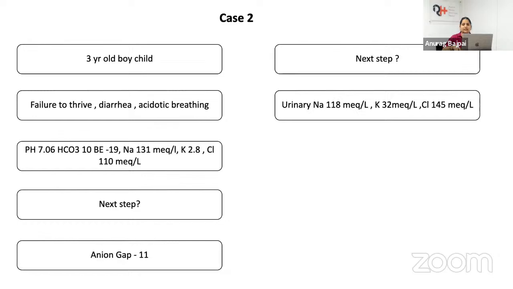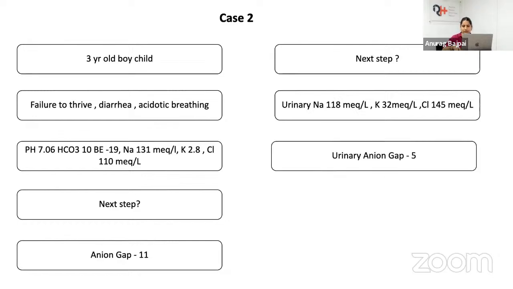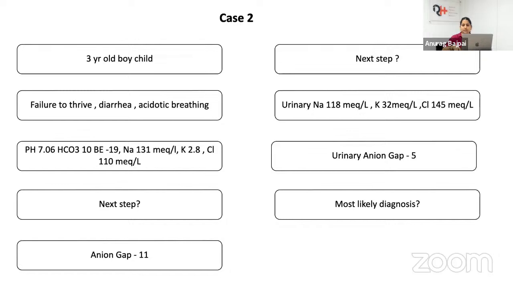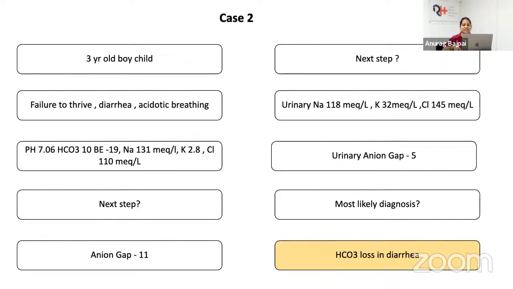Yes, definitely the next step was to get the urinary anion gap, which was 5. So what would be the most likely diagnosis in this case? Is the urinary anion gap minus 5 or plus 5? Minus 5. So what do you think? Anybody answering? I think nobody has. Yes, definitely it's GI loss, bicarbonate loss, that is, diarrhea.